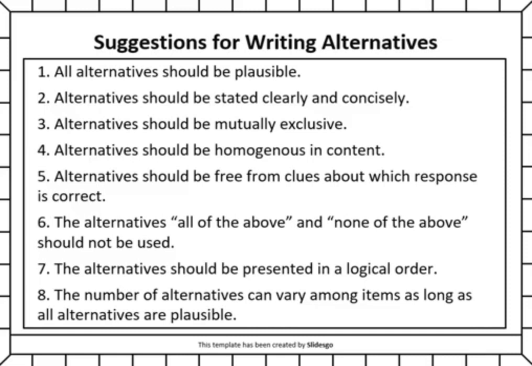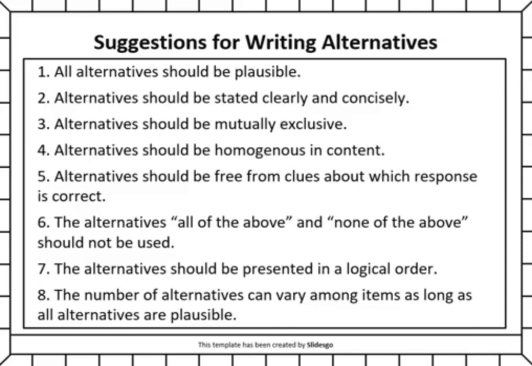Number 6, the alternatives all of the above and none of the above should not be used. When all of the above is an option, test takers who can recognize more than one choice as being correct can choose the right response, even if they are unsure about other options. Test takers who can reject one option can also eliminate another when none of the above is offered as an alternative. So students can use incomplete knowledge in which scenario to come up with the right response.